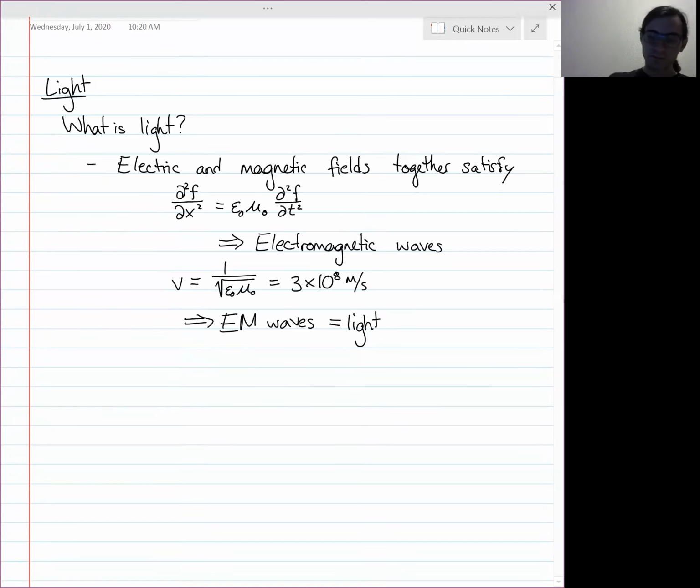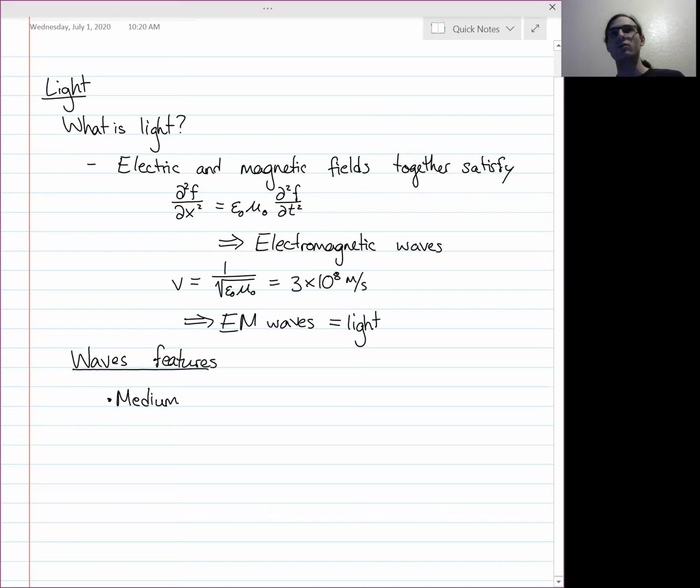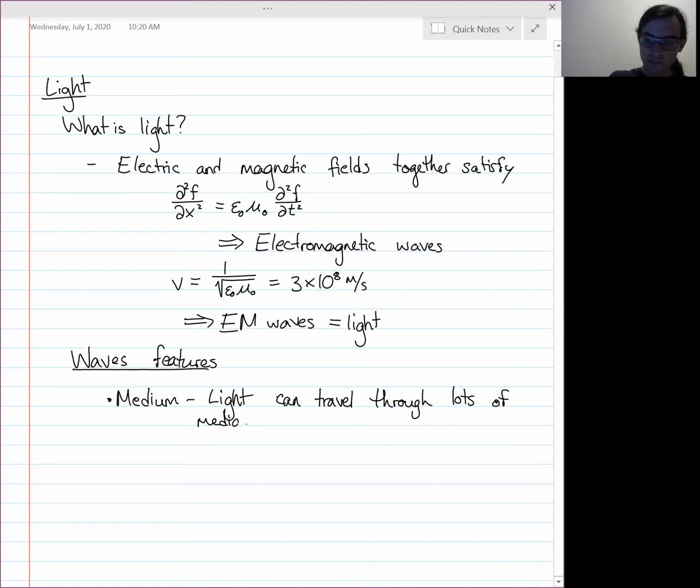So we know that waves have some features, and so we can perhaps then characterize those features as they pertain to light. So waves typically travel through a medium. Sound waves travel through the air. Displacement waves on a string travel through a string. However, light can travel through a lot of media, just like sound. But it can also travel through no media, through a vacuum.